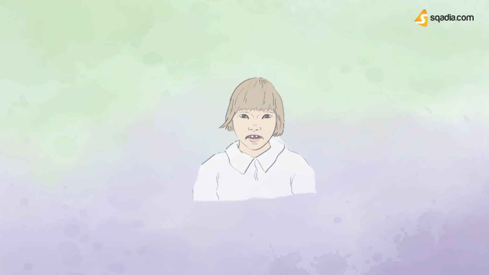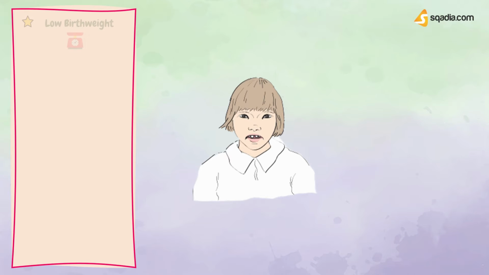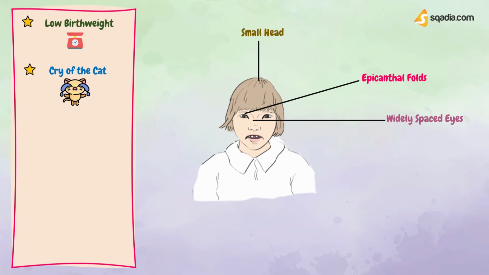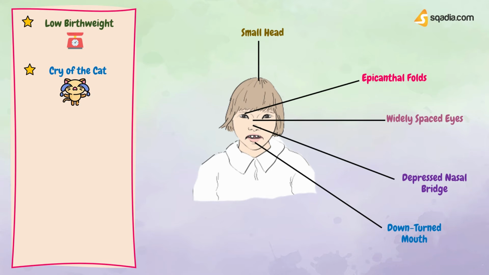Now let's discuss features of Cri-du-Chat syndrome. The newborn baby has a low birth weight, and Cri-du-Chat is a French word which means cry of the cat. So, the patient makes a distinctive cry similar to that of a kitten due to underdevelopment of the larynx. Other features are small head, widely spaced eyes, epicanthal folds. An epicanthal fold is a skin fold of the upper eyelid covering the inner corner of the eye. Depressed nasal bridge, down-turned mouth.